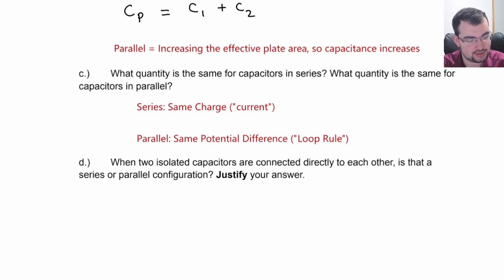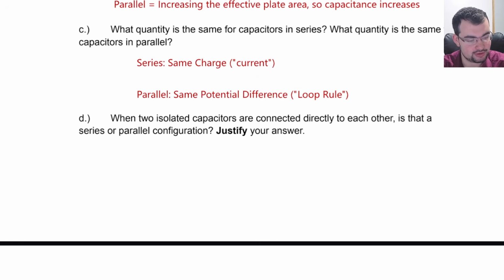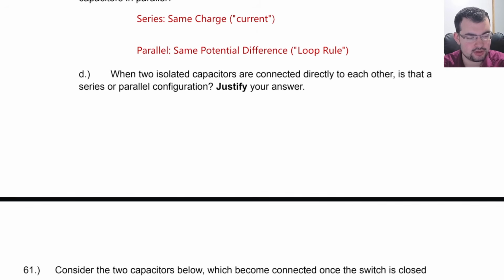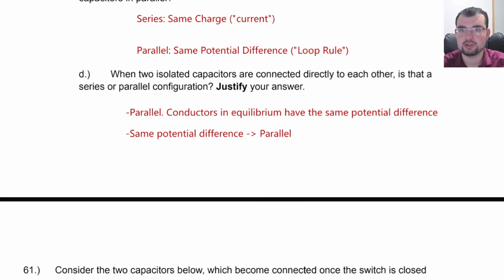So series, it's the same Q. Parallel, it's the same delta V. And here's a tricky one. When capacitors are connected to each other, it could look series or it could look parallel. But the answer is actually definitively parallel because you're just connecting two metals to each other. And if you connect two metals to each other, you know they're equipotential surfaces. So you're just guaranteed it's the same potential difference between the plates.